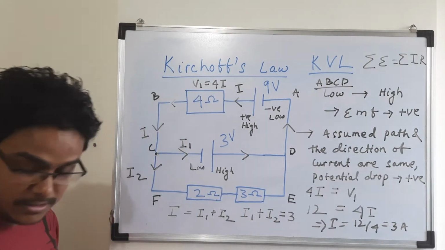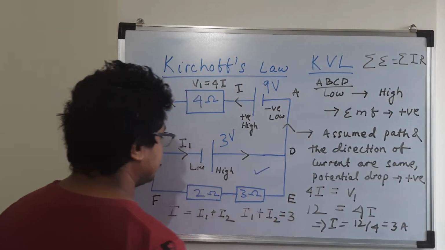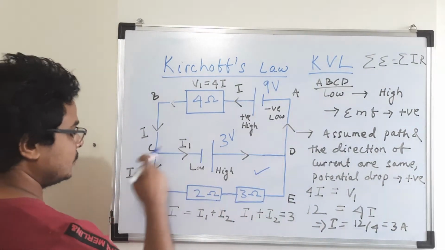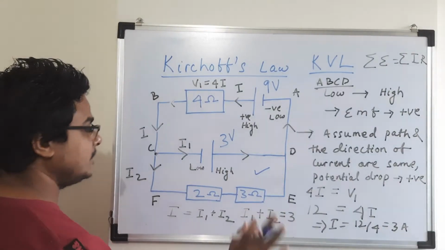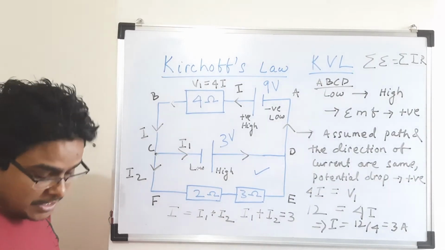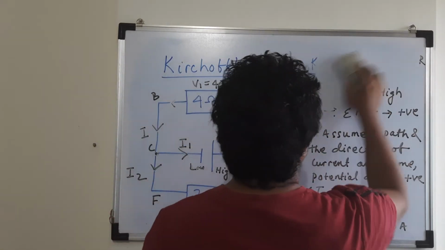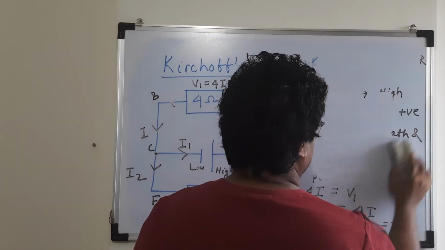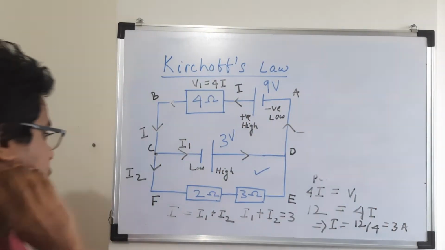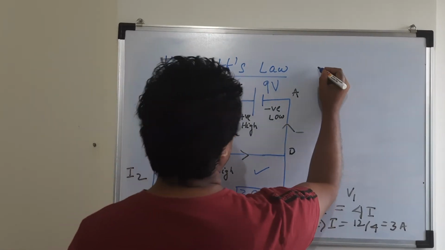Let us move to the second loop. So the second loop is this one here. Suppose I will move in this way, C, D, E, F. You can take the opposite, D, C, F, E. Let us take C, D, E, F, that's my chosen loop. Now I will see the direction of the current for the second loop. So here if you see, you are moving from low to high. So this is positive, low to high potential.